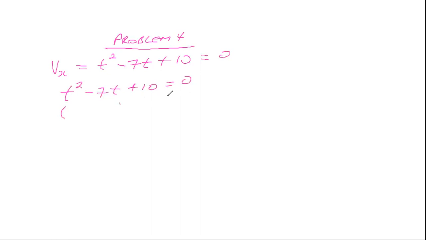Then we can factorize this. We're going to have t and t. Factors of 10 are 2 and 5, so the factors that will also give the middle term, the term of t. Which means t is equal to 2 seconds, or t is equal to 5 seconds. Okay, let's write that here.